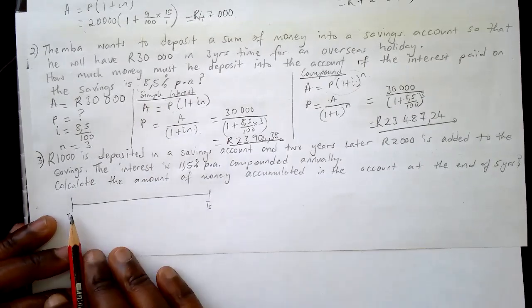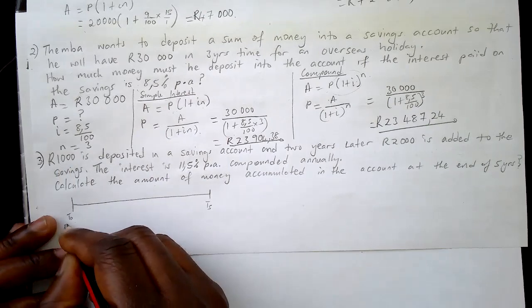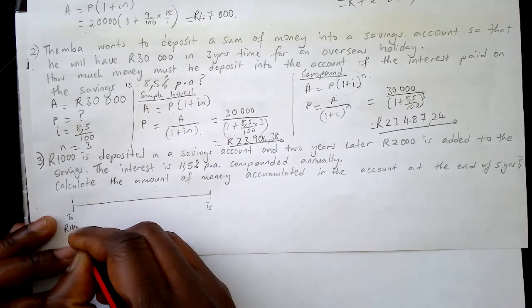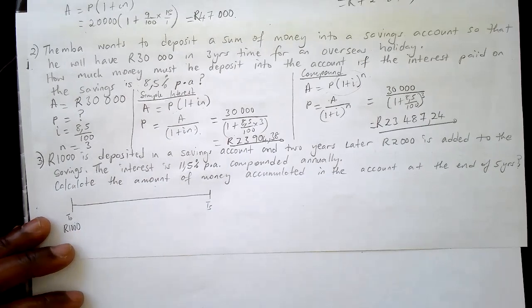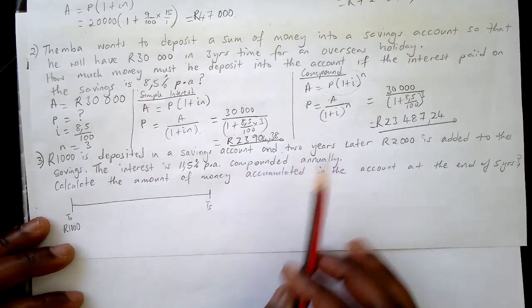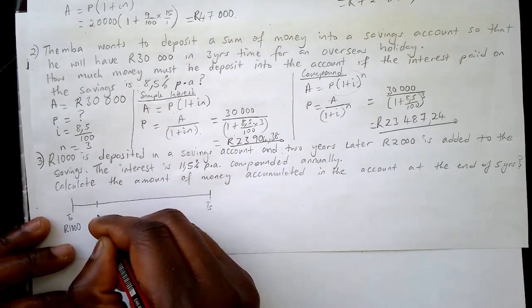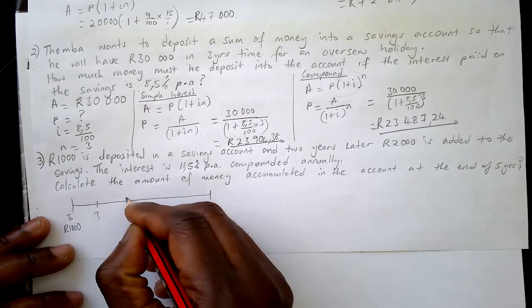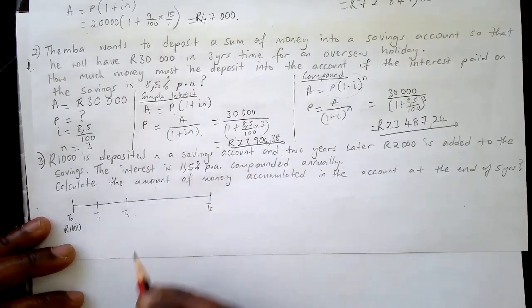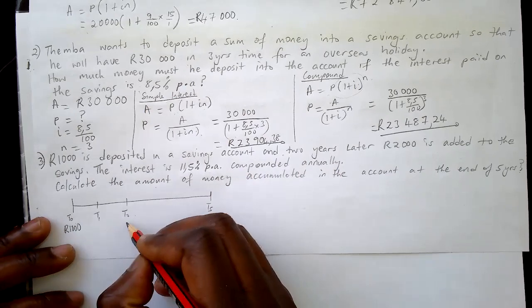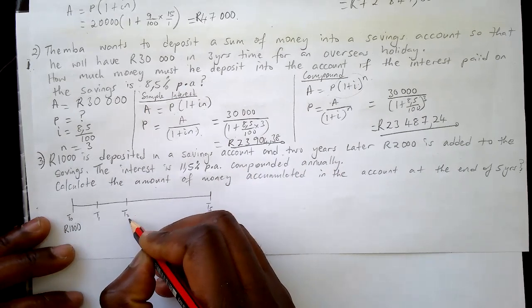Now at T0 here, what did we deposit? 1,000 rand. Okay, now what about 2 years later? 2 years later means T2. Now at T2, what did we put here? We put 2,000 rand.